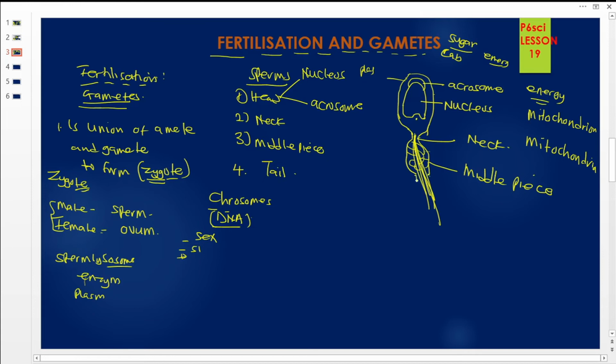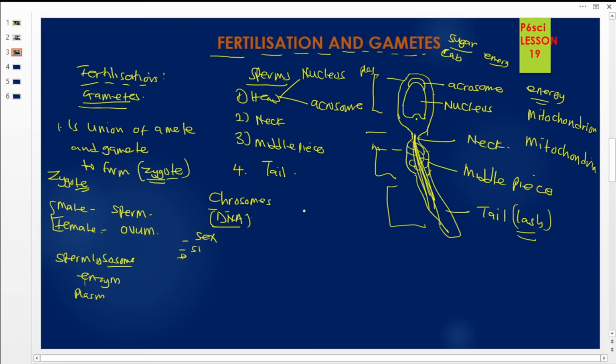Then after that, we get this last part, which is what we call the tail. The tail is there to help the sperm lash as it is moving forward. The energy it uses to lash this tail to push itself forward is produced from the middle piece. So this one is the head, then the neck, then the middle piece, then also the tail. So this is our sperm.